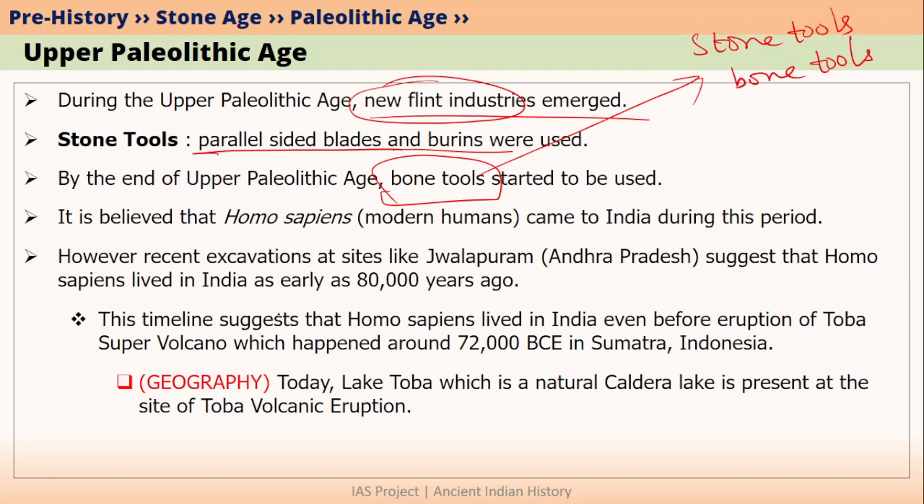Many scientists believe that Homo sapiens came to India during Upper Paleolithic Age. However, recent excavations at certain sites like Jwalapuram in Andhra Pradesh are giving us evidence that Homo sapiens probably came more than 80,000 years ago. So more research is needed on this topic.